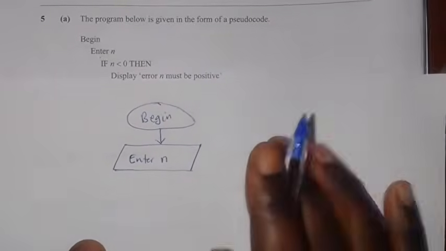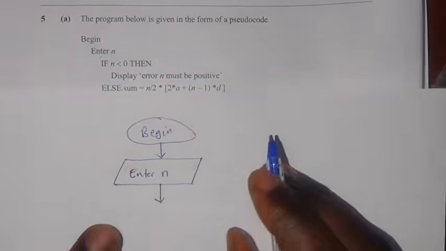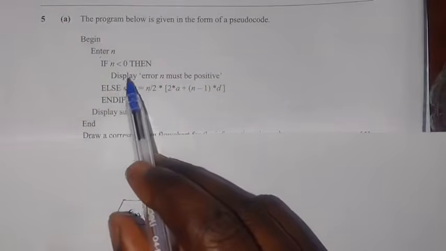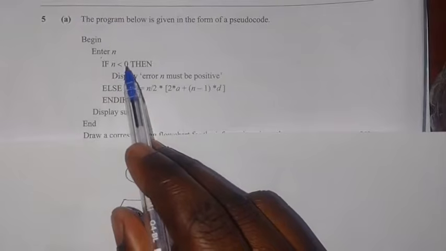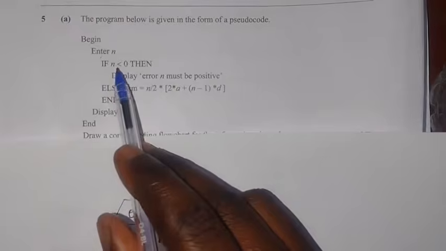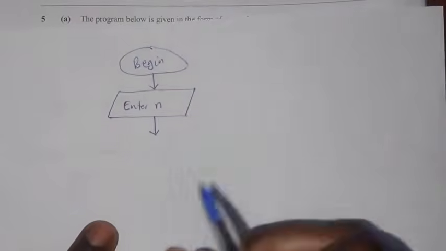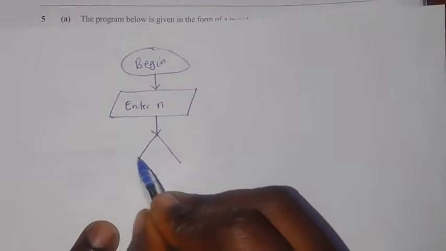I hope you are following here. Then you also connect like this. So what's coming after this? There is this one, which is saying if n less than 0. Okay, so this is a statement which involves a decision. So we are going to use the decision shape, which is this rhombus right here.